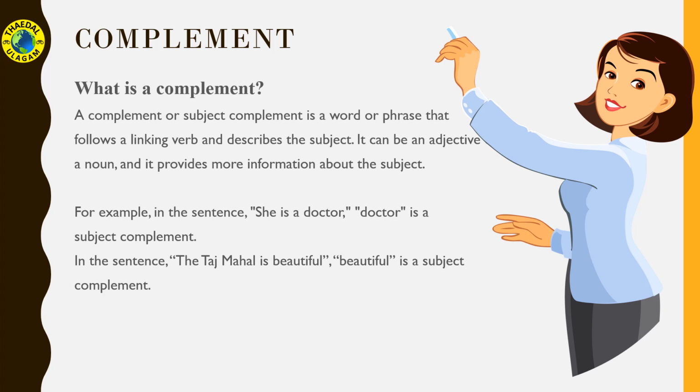What is a complement? A complement or subject complement is a word or phrase that follows a linking verb and describes the subject. It can be an adjective or a noun, and it provides more information about the subject. For example, in the sentence, she is a doctor, doctor is a subject complement. In the sentence, the Taj Mahal is beautiful, beautiful is a subject complement.